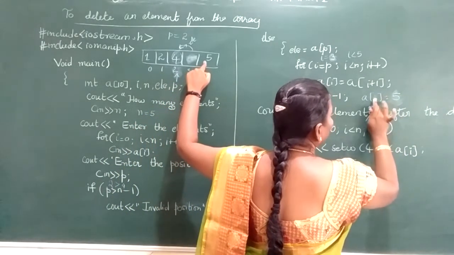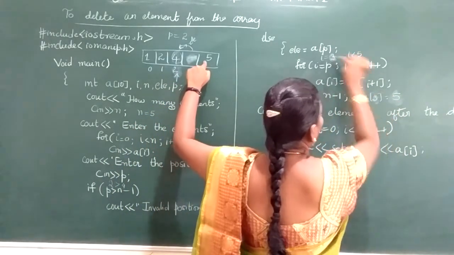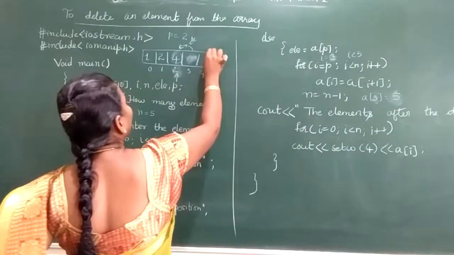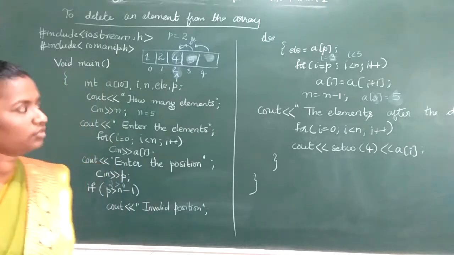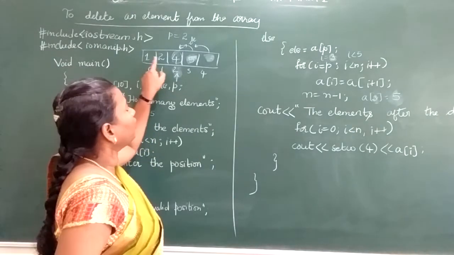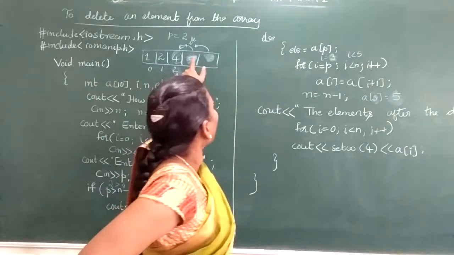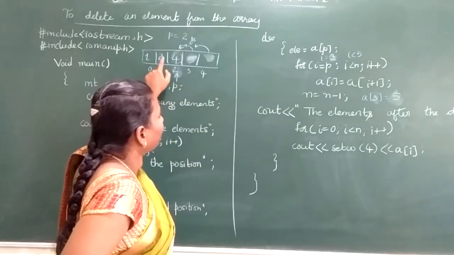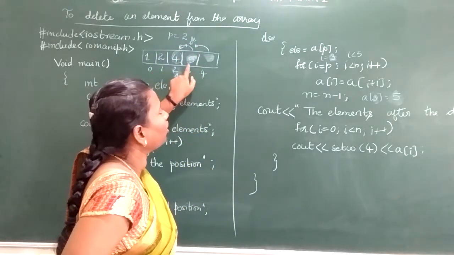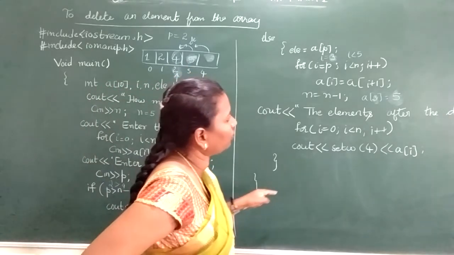5, I am giving it to 3. I value is 3. So now 5 will be moved to this position, that is position 3. Okay. Now 1, 2, 4, 5. Now we have removed the element 3. Now 4 is shifted to position 2, 5 is shifted to position 3.